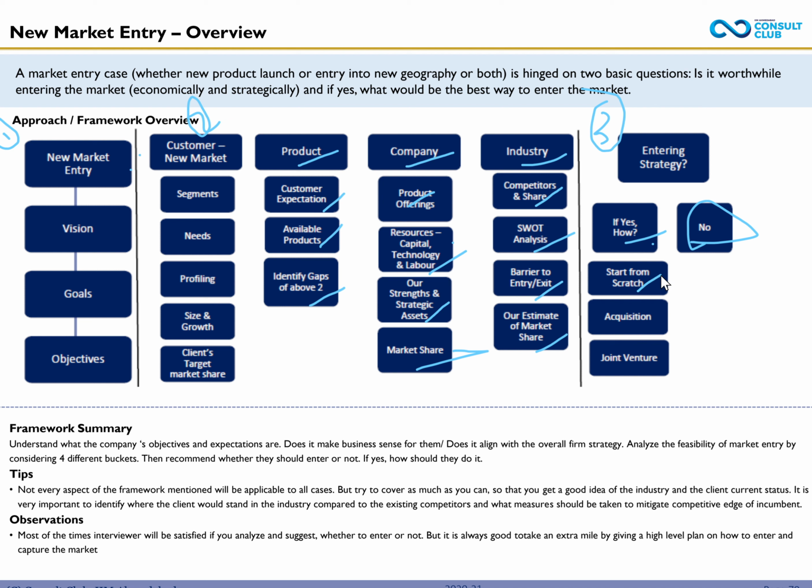Either you start from scratch, building and launching that new product. Or you go for the acquisition route, where you acquire an existing company and then enter that new market through that acquisition, or you go in joint ventures based on what is needed. You provide those solutions. Okay, let's move to the framework.